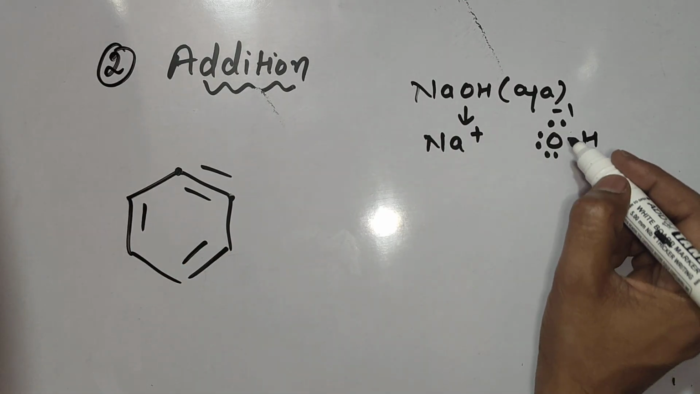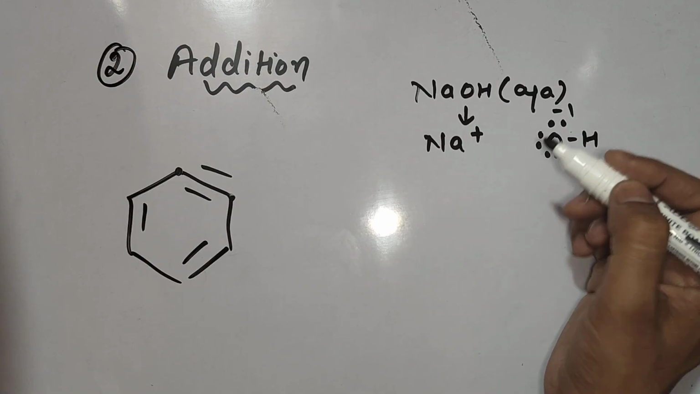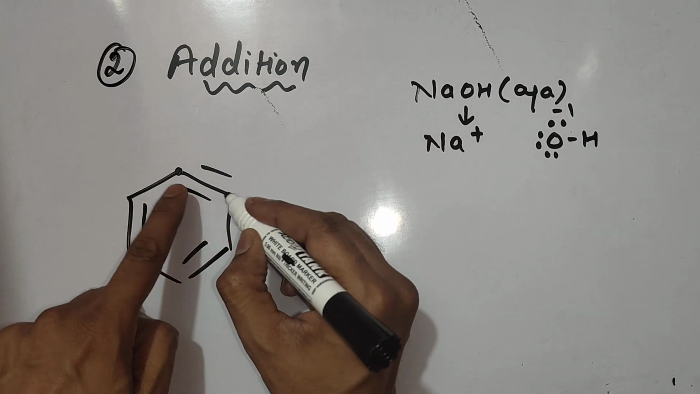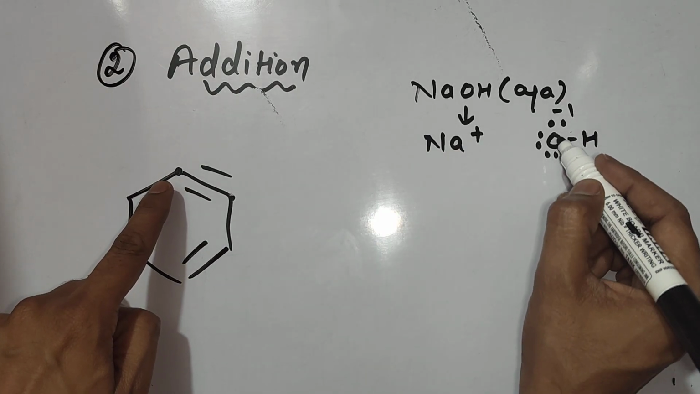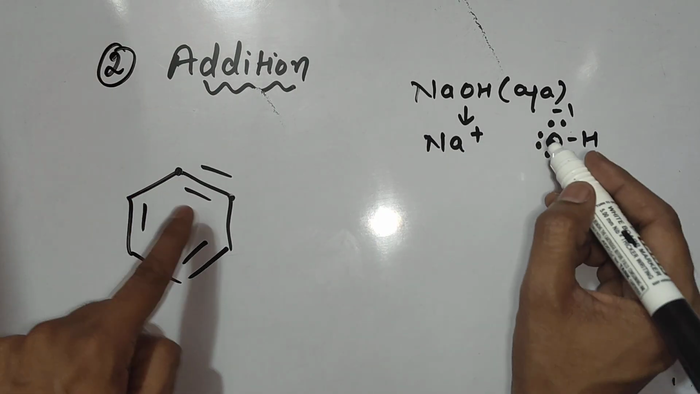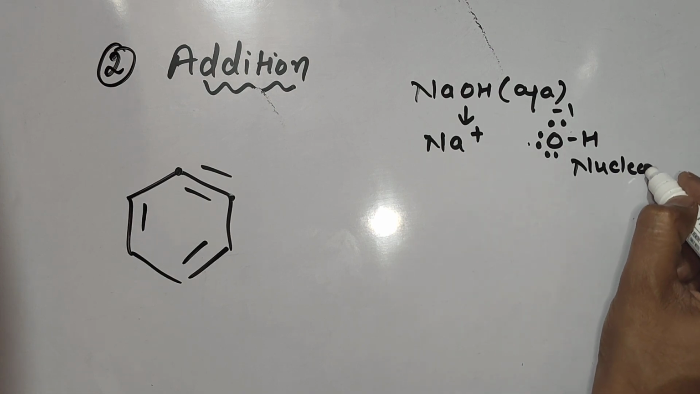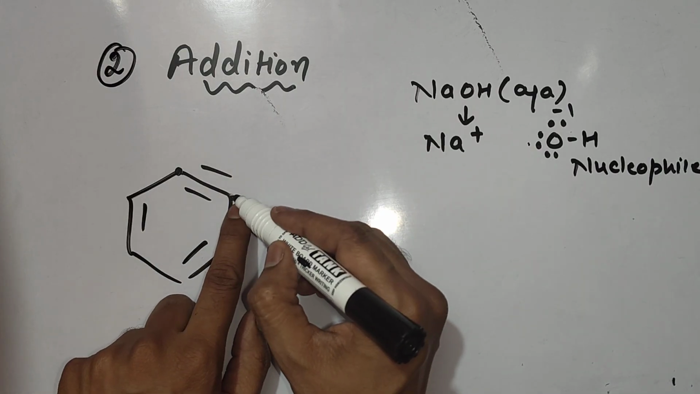In OH negative, you can check oxygen has 3 lone pairs. That's it. These carbons require electrons. Oxygen of OH has extra electrons. So don't you think this OH is working as a nucleophile? And these carbons are working as an electrophile.